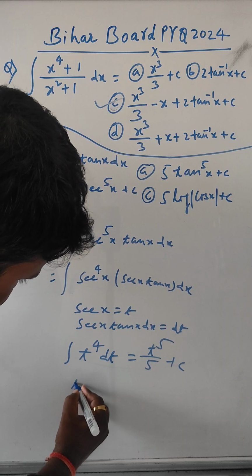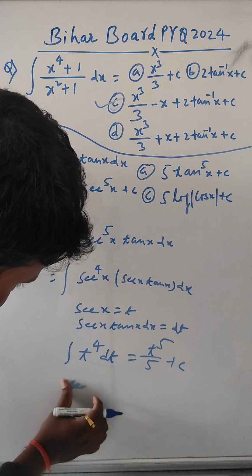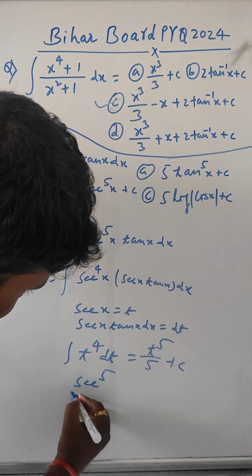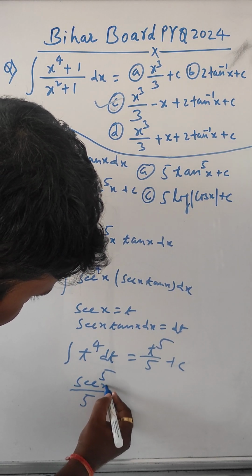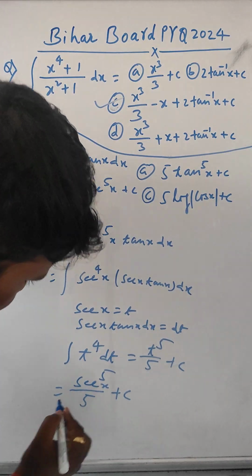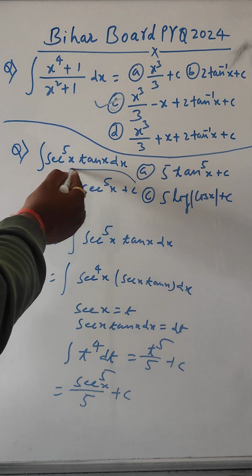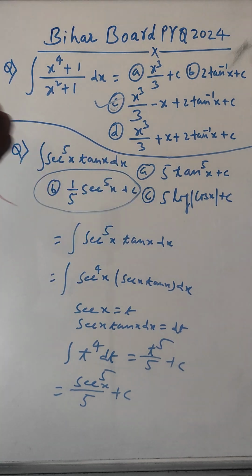Then what is t? It is sec x. So sec^5 x/5 plus c. So this is the answer to your problem. This is your answer, right? Your second one. So it is very easy. If you remember the formula, it will be done very fast.